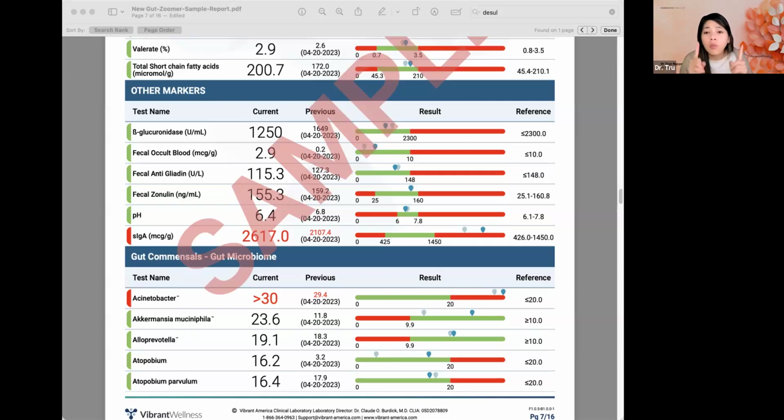So people with high IgA, where the level is high, that's an indicator that there are a lot of bacteria and food particles activating your immune system to produce IgA. It is easy to treat.